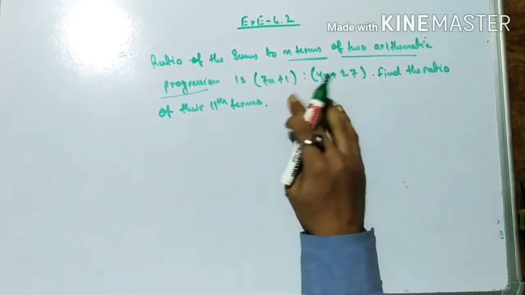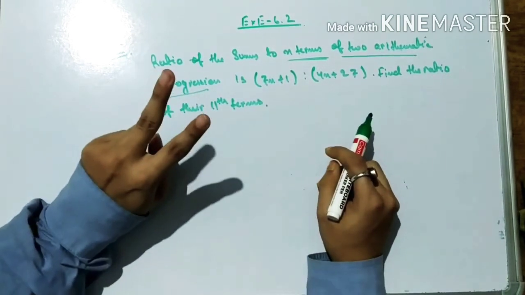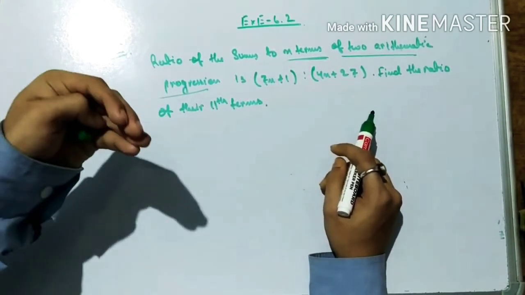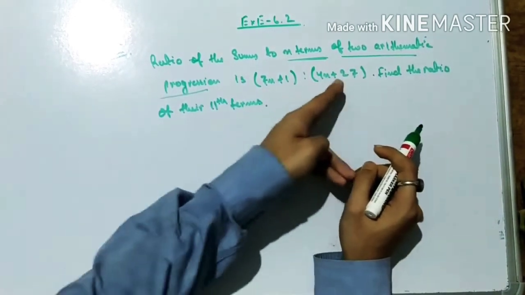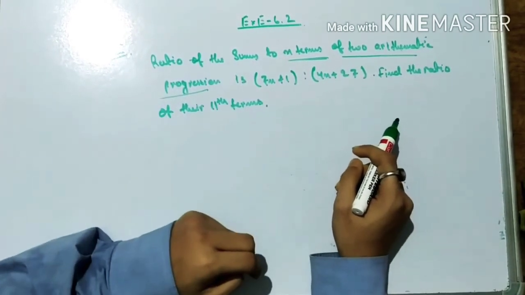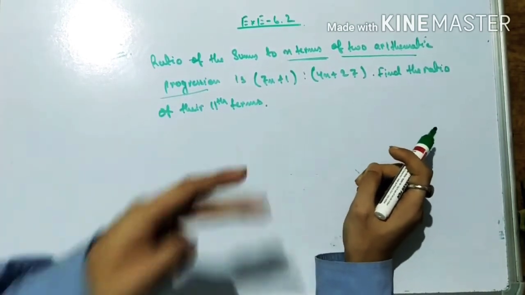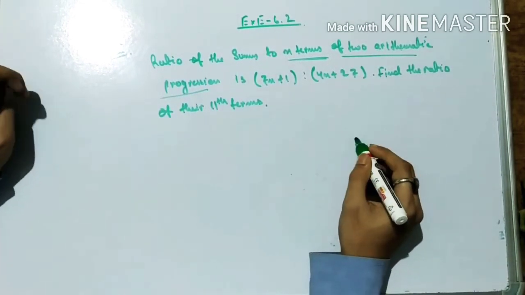I have to find the ratio of the 11th terms. Understand? The sum ratio is given. Two arithmetic progressions are there, their sum up to n terms, that ratio is given. Sum ratio is given. Understand? I have to find the ratio of the 11th terms.